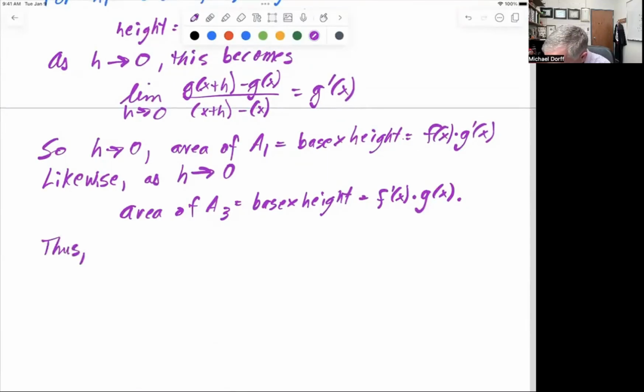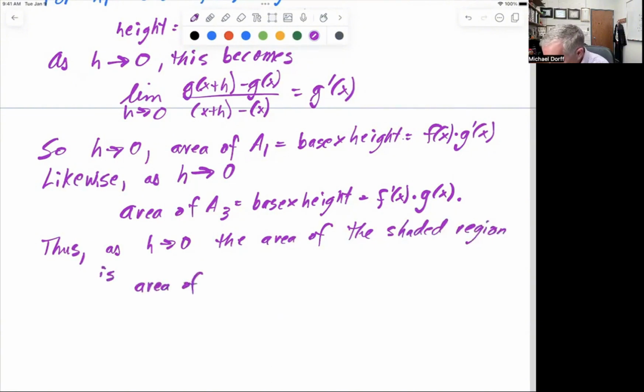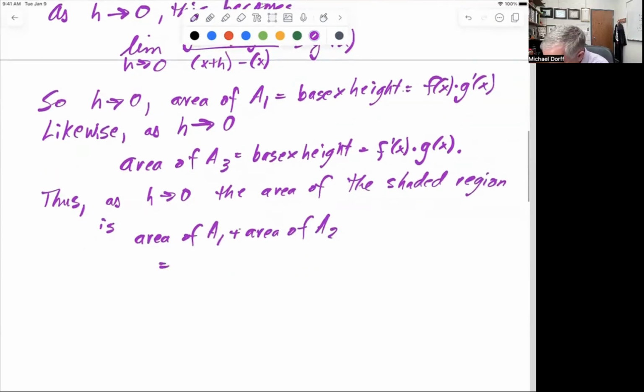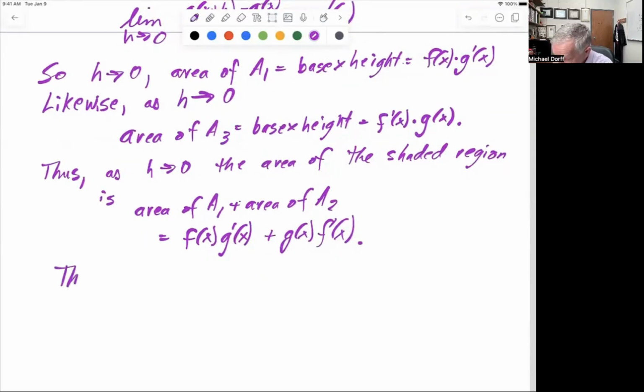So then in summary there, as h goes to 0, the area of the total shaded region, that rectangle, is the area of A1 plus the area of A3, which is going to equal f of x g prime of x plus g of x f prime of x. Well, what is that? That's the product rule.